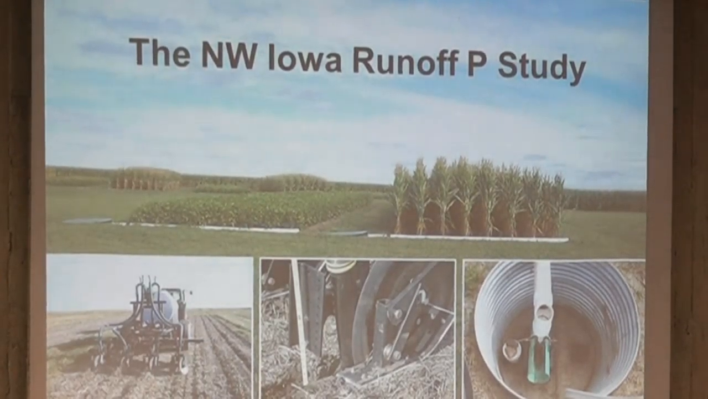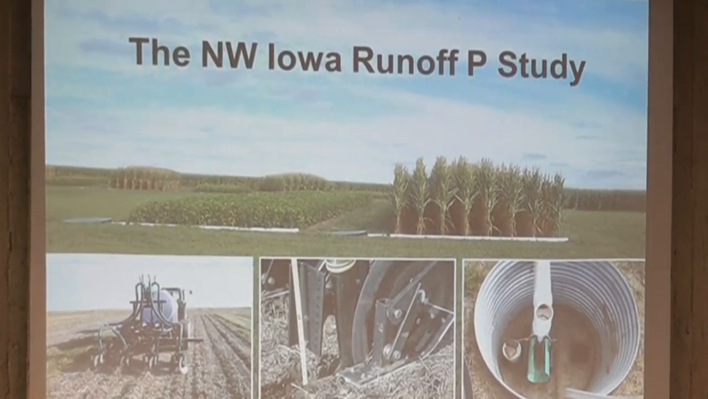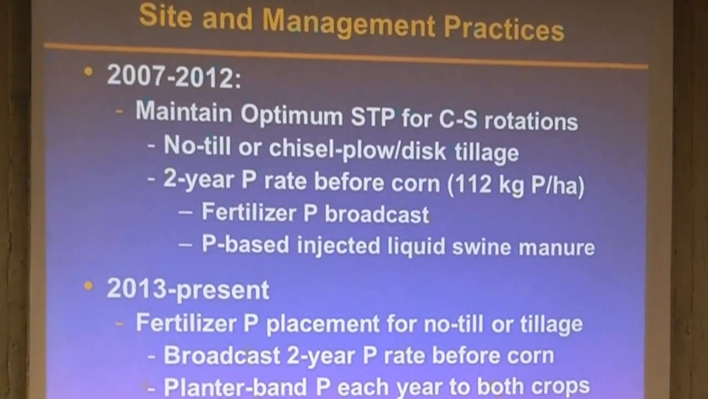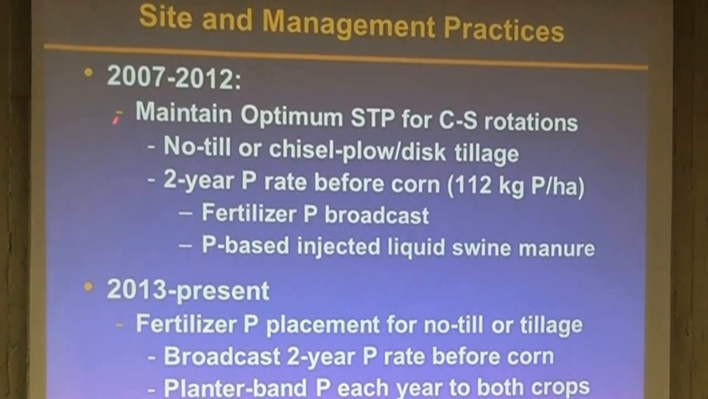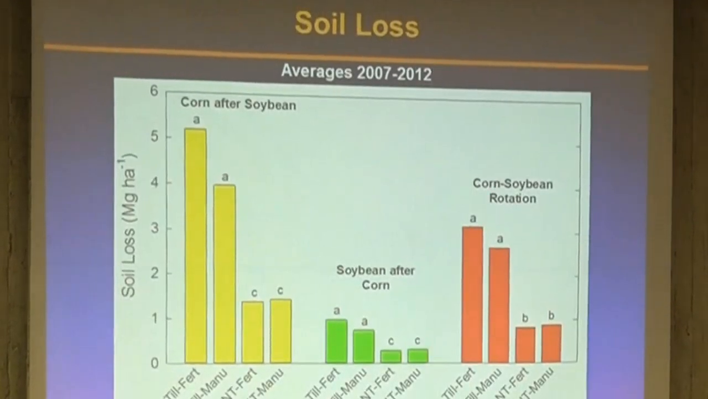Okay, then we have one study that we implemented a few years ago in northern Iowa, and I will go very quick because I'm talking too much already. For 6 years, this was a soil that tested optimum in P. So we wanted to look at what happened with the application of P, as manure or fertilizer, both applied the same, with no-till or tillage with chisel plow and disc, on phosphorus runoff and soil loss. In the last few years, we changed some treatments and we are looking at the effect of placement, broadcast or plant-advanced fertilizer. I just have a few slides.